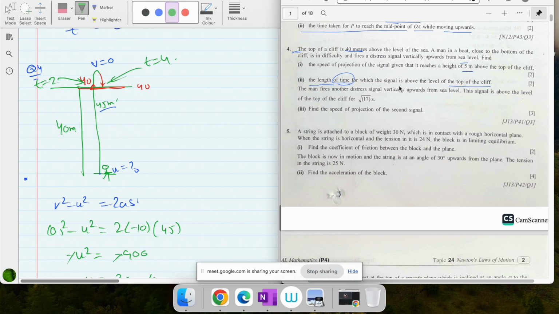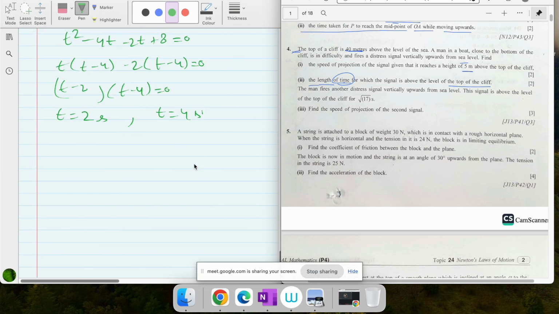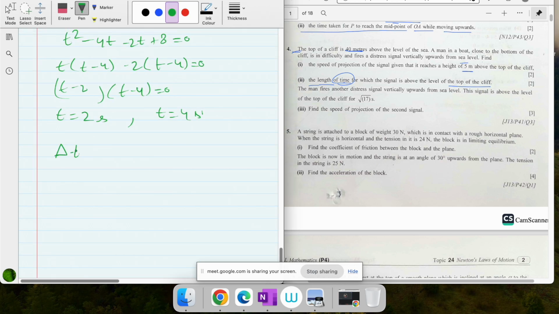So what is the answer? The length of time for which the signal is above. So from time 2 to 4, change in time is 2 seconds. So it is above the height of the cliff for 2 seconds.